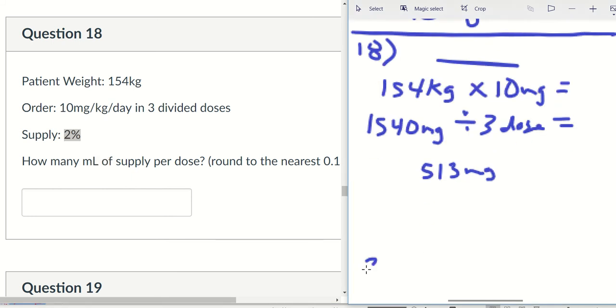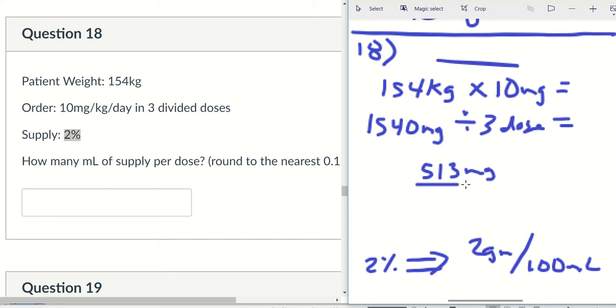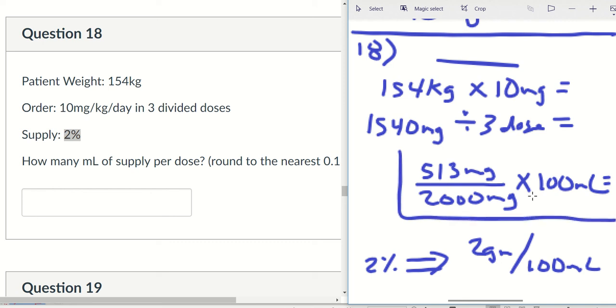So 2% for us is how many grams per 100 mLs? 2 grams per 100 mLs. So anytime you have a percentage, it's that number of grams over 100 mLs, hence percent. So 513 is our order. Our supply is 2,000 milligrams per 100 mLs. That's how we want to use the percentage.